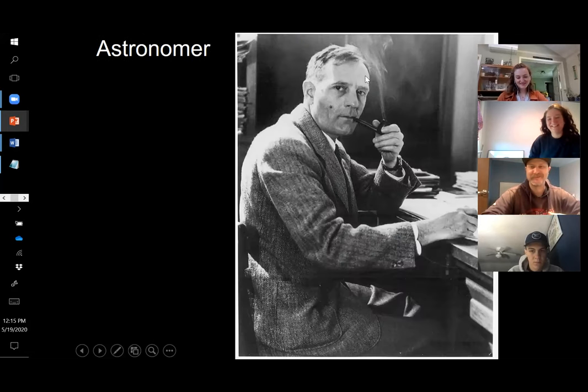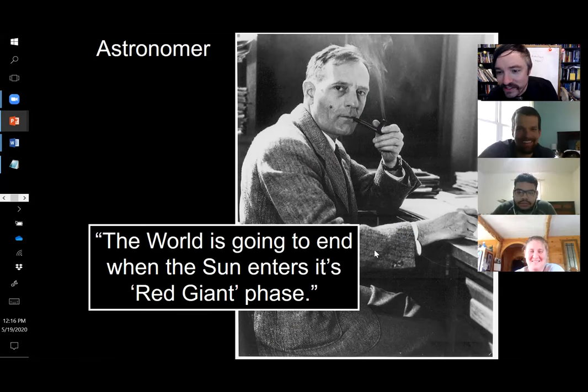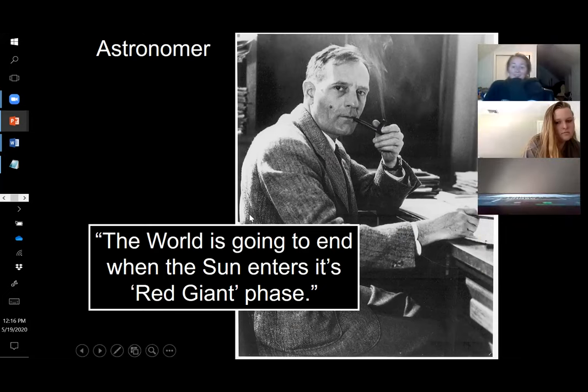Now, on the other hand, this is what a typical astronomer looks like. They look a little bit different than astrologers. And the message of astronomy goes like this. The world is going to end when the sun enters its red giant phase. So you'll notice that the message of astronomy is not quite as uplifting as the message of astrology. That's the first point that I'd like to make, all right?